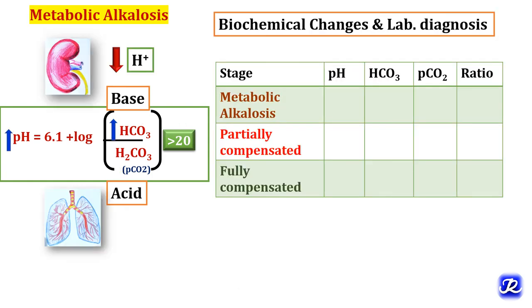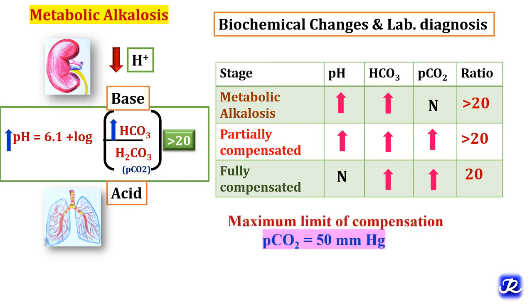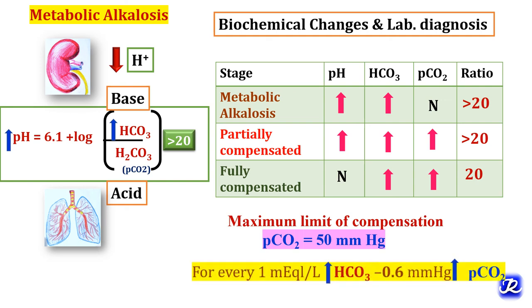The biochemical changes seen in metabolic alkalosis are pH is increased, bicarbonate level is increased, PCO2 is normal and the ratio is more than 20. In partially compensated state, all the parameters pH, bicarbonate and PCO2 are increased and the ratio is more than 20. In the fully compensated state, both pH and ratio become normal and bicarbonate and PCO2 are still increased. The maximum limit of compensation for PCO2 is 50 millimeters of mercury, and for every 1 milliequivalent per liter increase in bicarbonate, there is 0.6 millimeters of mercury increase in partial pressure of carbon dioxide.